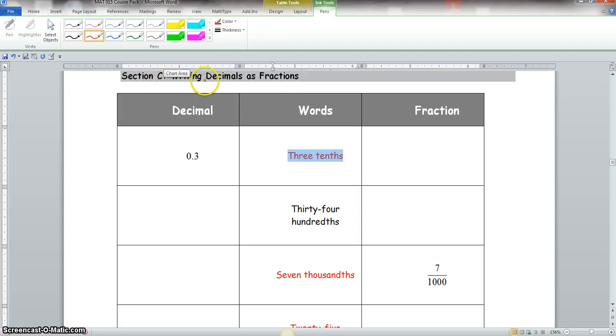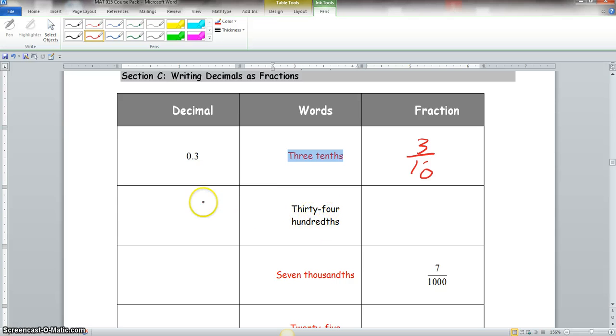Now for section C, it says write decimals as fractions. I took the liberty of typing in what the word meanings mean here. So we have 0.3 as a decimal. The words are 3/10. So we'll write it like it sounds, 3/10. Now you see this is skipping a little bit, so I'm going to have to correct that.